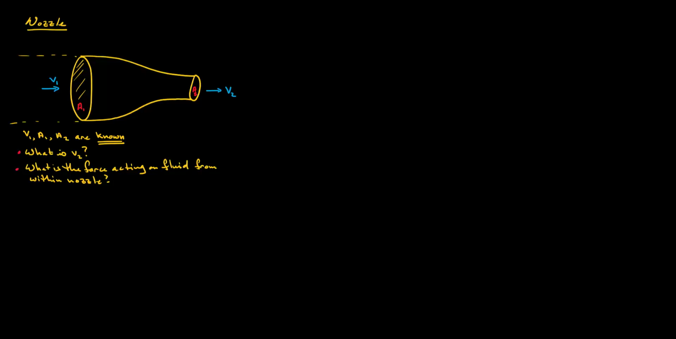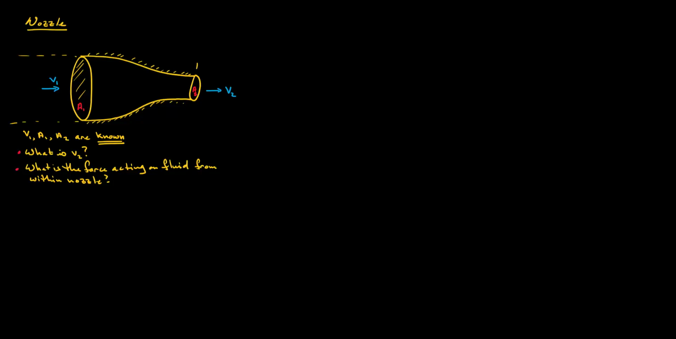At location 1, we have an area A1 and a velocity V1. And at location 2, we have an area A2 and a velocity V2. And these upper and lower walls are solid walls, so there is no flow going through these. The flow is only where we're seeing V1 and V2.